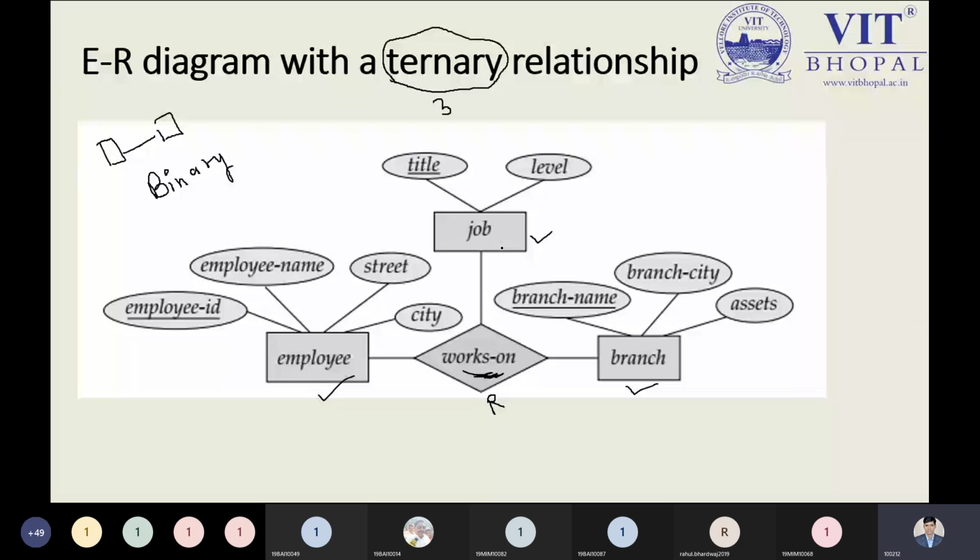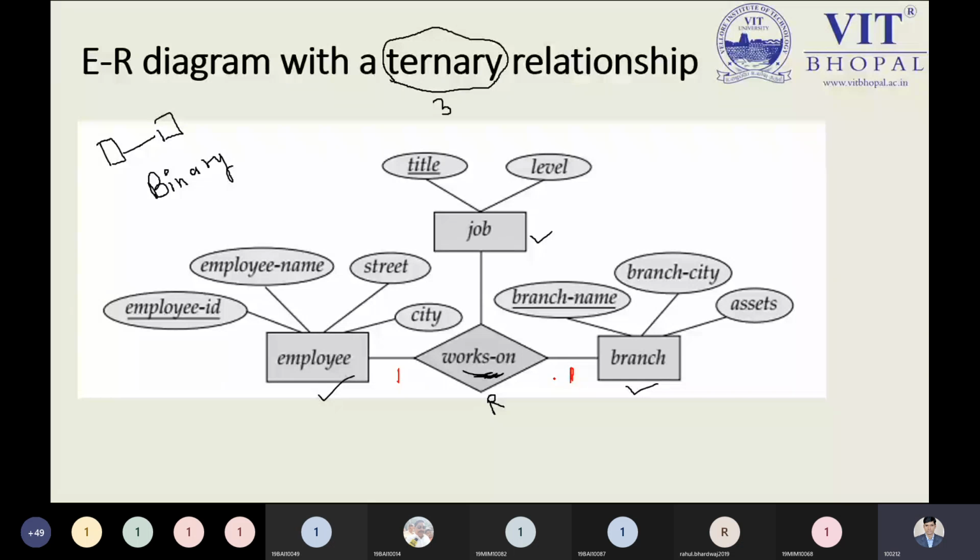Now, in this diagram, we don't have the mapping cardinality feature, so we can include it like this. Employee works on the branch. One employee can work in one branch. An employee cannot work in multiple branches. If he or she is doing so, we can put one to many here, or one to one. So we can say an employee can work in only one branch, so I can write the mapping cardinality as one to one.